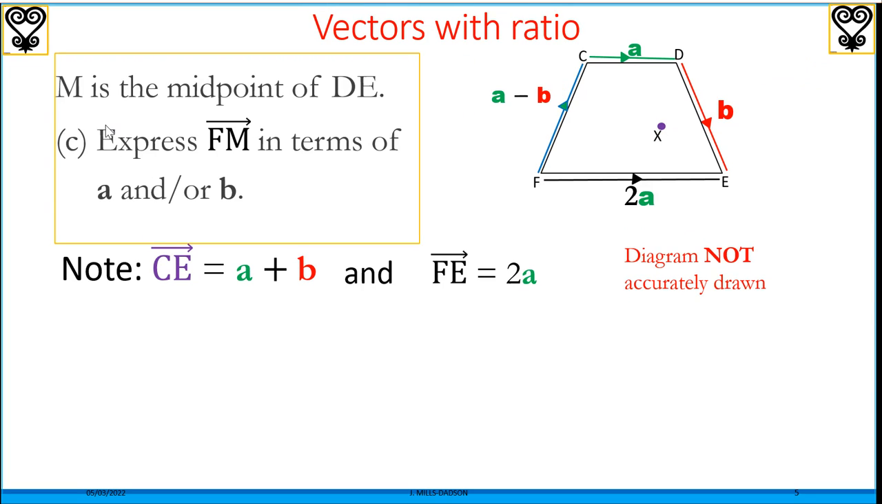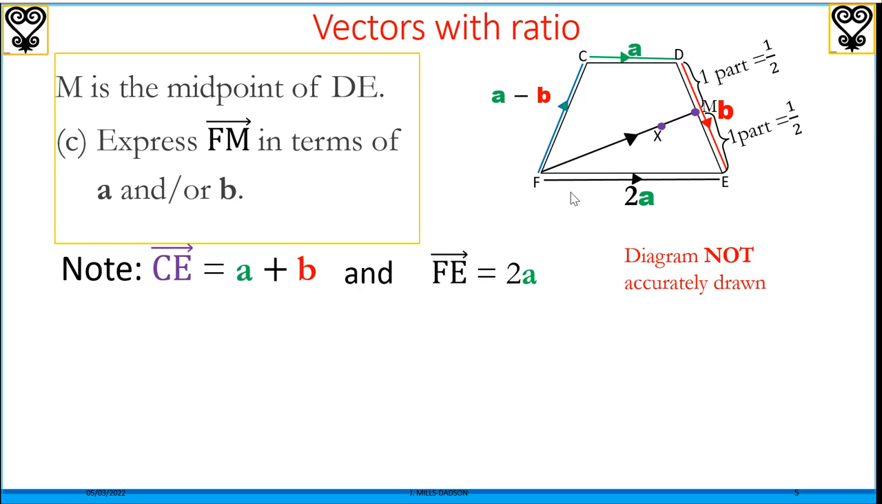Now we come to the core part of the question. I've brought CE and FE for reference. M is a point on DE, a point that divides DE because it's the midpoint. So that is half each side. And we're supposed to work out FM.